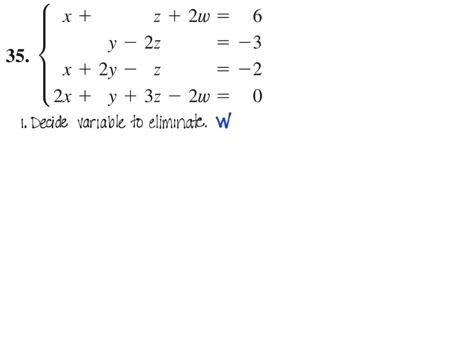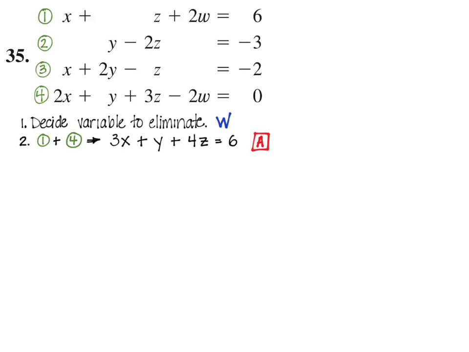I just decided I want to do W, and you could decide any variable you want. I noticed that it would be very easy to eliminate W's because I already have 2 equations without a W, and by adding the first and the fourth equation together, that would eliminate a W as well. So that's why I decided to eliminate W. I decided to number the equations so it's easier to talk about them, equation 1, 2, 3, and 4.